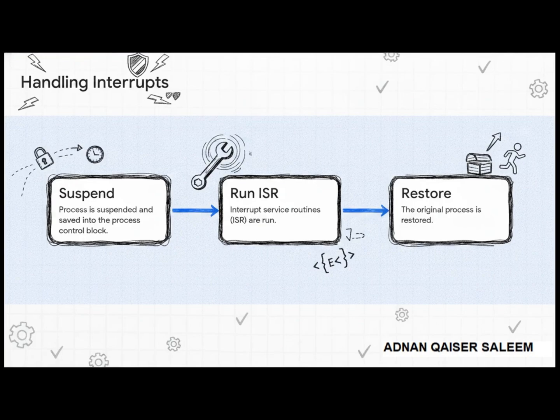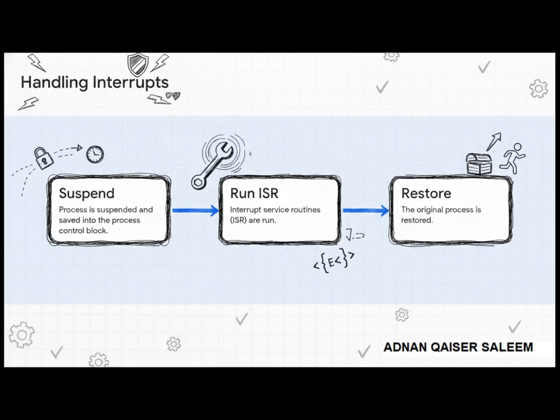Let's look at how this directly builds into the very core of how a computer works, the fetch, decode, execute cycle. At the very end of every single execute cycle, the CPU takes a tiny pause to check for interrupts. If it finds one that actually has a high enough priority, it follows these exact steps.